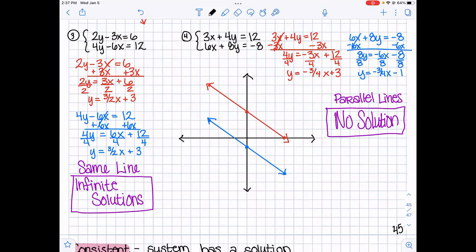Okay. Number four, wait a minute. We just did number four. Go back to number three, the one without the picture. If they're the same line, is that consistent or inconsistent? Consistent, dependent, because they're all the same answer.